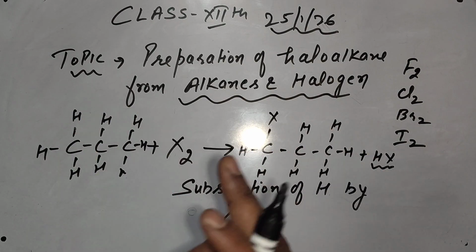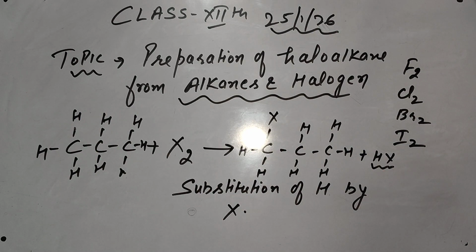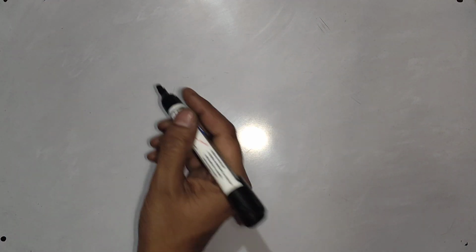Now let's understand a few important points. First of all, these reactions are happening with a free radical mechanism. Free radical mechanisms we have understood in the previous video also. They are three-step mechanisms: chain initiation, chain propagation and chain termination.